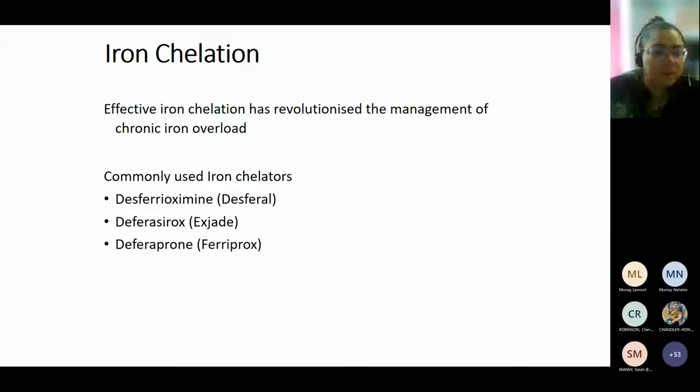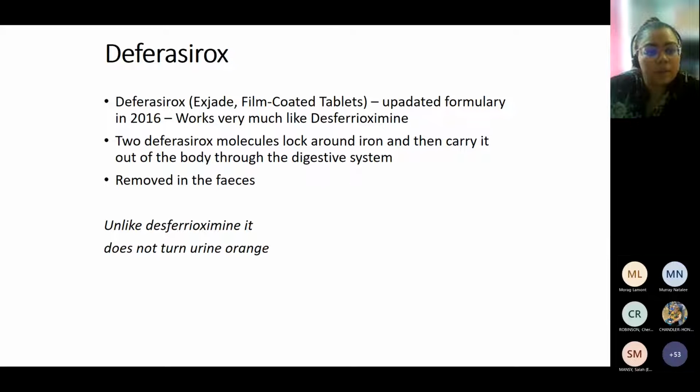We still have deferiprone and Desferal around, but they're not as widely used as Exjade. These therapies are moved on to a second or third option if, for some reason, a patient may not tolerate or comply with their Exjade tablets. Exjade is the brand name, but I always trip up on the actual name, so do excuse me. It was 2016 when it came out as a film-coated tablet.